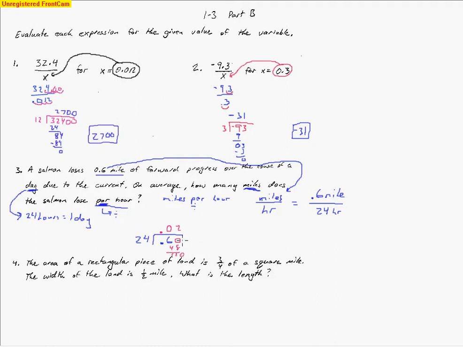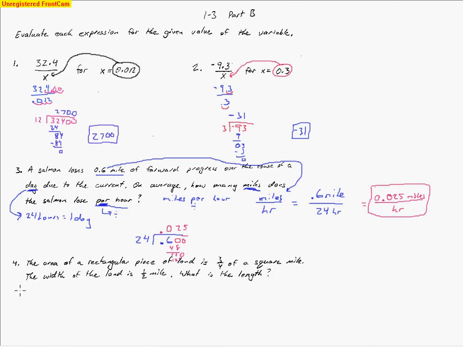So we'll bring down that 0 there and add that other 0 up in the dividend, and we have 24 into 120, and that goes 5 times evenly, and that will make 120. And so we'll be done with the number. And so what we'll do is rewrite our answer as 0 and 25 thousandths miles per hour. And that would be our answer there.